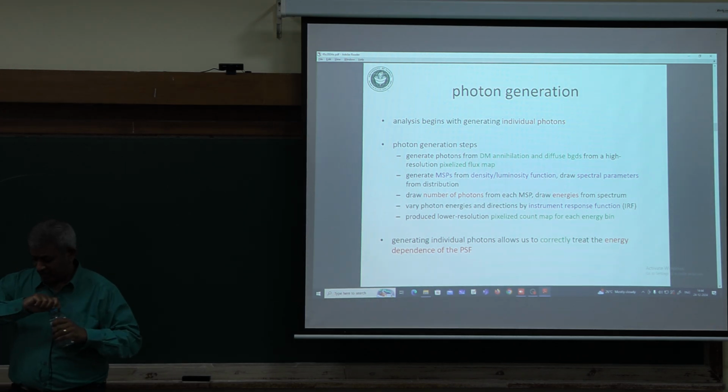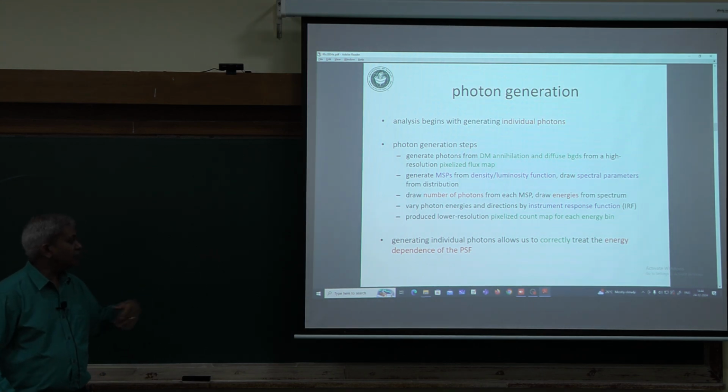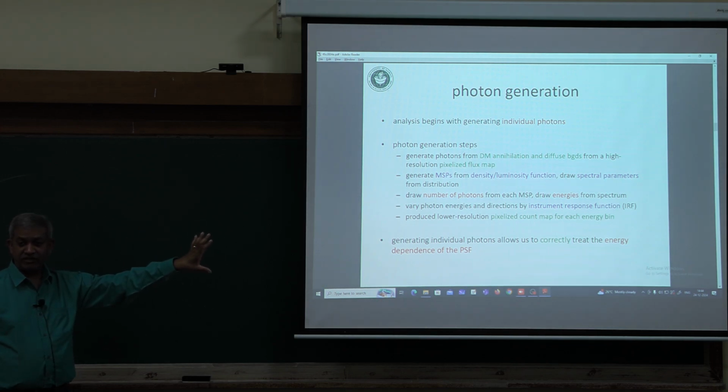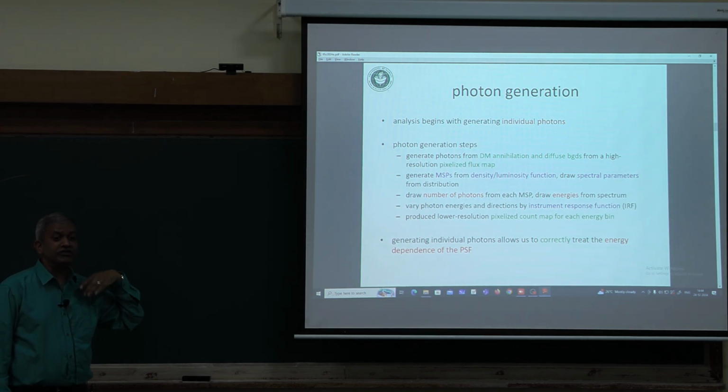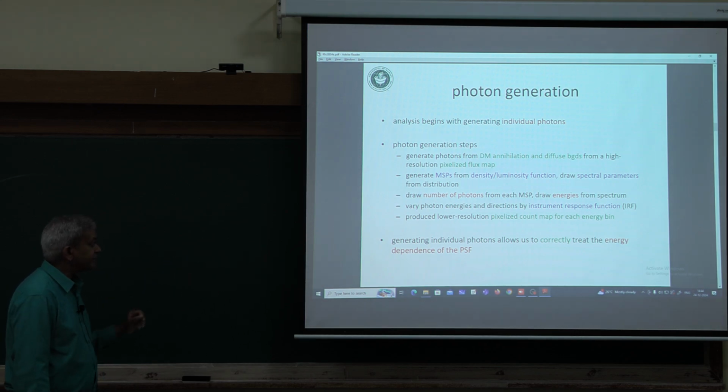For the Poisson distributed sources, like say, the diffuse backgrounds or dark matter annihilation, you start with a high-resolution pixelized flux map. So in each pixel, you can use the flux to draw the number of photons you should get from there. You can assign each one of them an energy based on the average spectrum in that pixel.